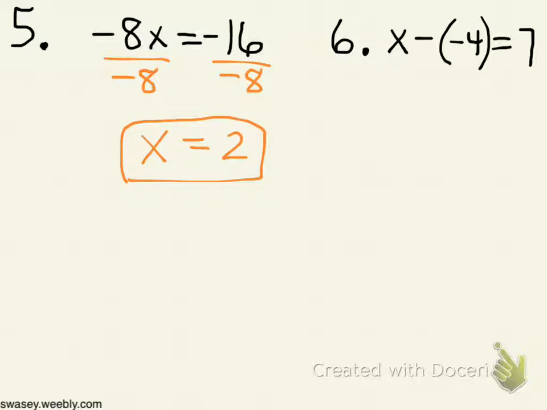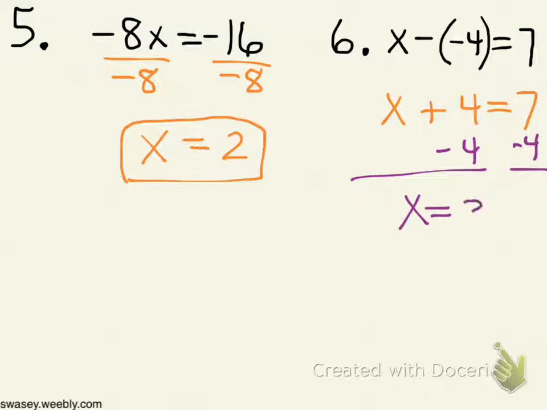Number 6, you'll want to rewrite it. When you see minus negative, rewrite it as plus a positive. So those two equations are equivalent. They have the same answers. To get rid of plus 4, subtract 4. And so we get x equal to 3.